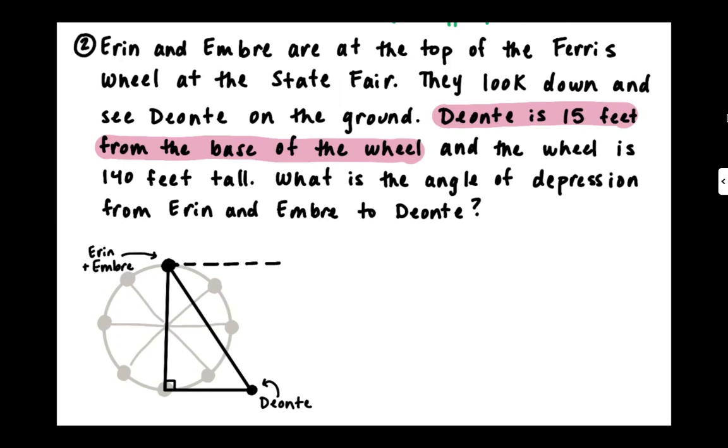Deontay is 15 feet from the base of the wheel. So which side of our triangle is that? Well, Deontay's on the ground, and here's the base of the wheel. So there's the distance between Deontay and the base. So there's our pink side, and we know that this is 15. Okay, let's keep reading. The wheel is 140 feet tall. There's our next piece of information. So let's put that on our diagram. The height of the wheel is this vertical height across the middle of the wheel. So there's our blue side, and we know that that is 140.